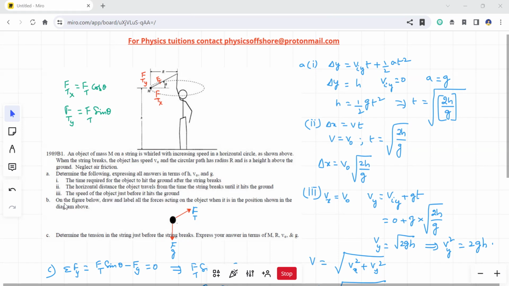Part B: On the figure below, draw and label all the forces acting on the object when it is in the position shown in the diagram above. Part C: Determine the tension in the string just before the string breaks. Express your answer in terms of M, R, V0, and G.